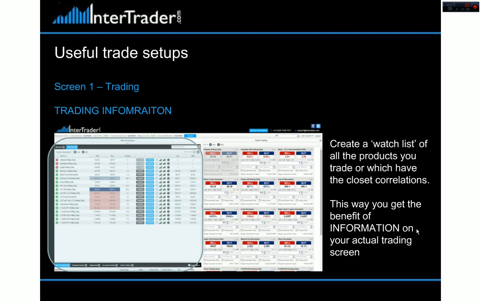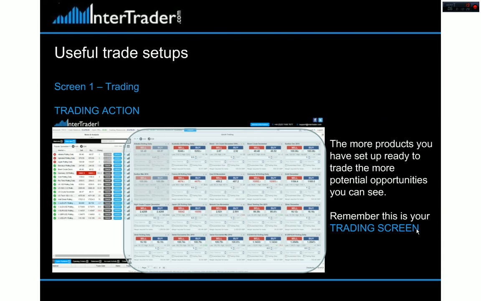So trading information, again, what we do is create a watch list. So we don't necessarily have to look at everything InterTrader offers. We can look at things that suit and match the things that we want to trade. And that can be commodities, stocks, it can be FX, it can be absolutely anything. There's hundreds of products to trade on InterTrader.